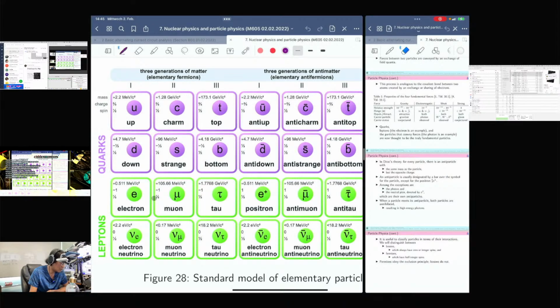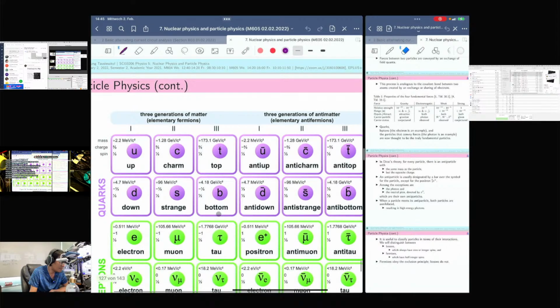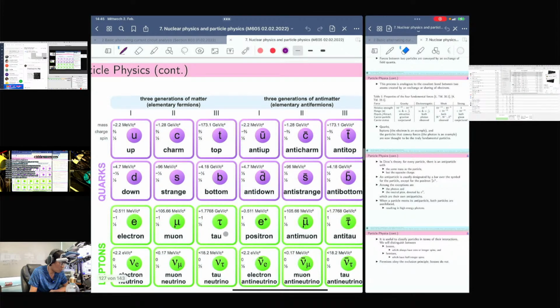That's the negative version, right? The negative version of the electron. You can see that the tau lepton has a mass of 1.7768, which is comparable to the charm quark. It's in the same scale, the same level as the charm quark. It's big enough. Why don't we consider the tau lepton to be a quark? Any person who could give me the answer?